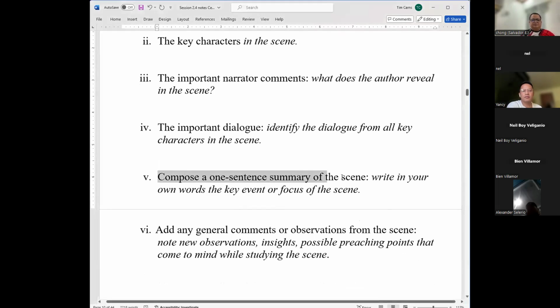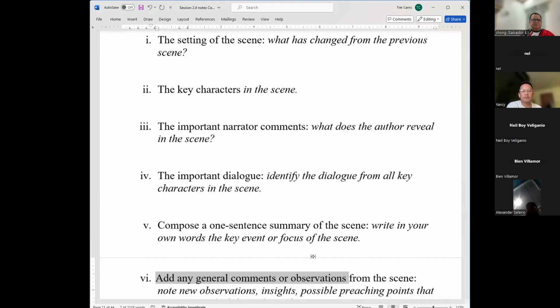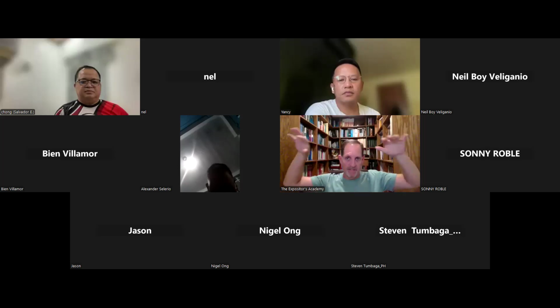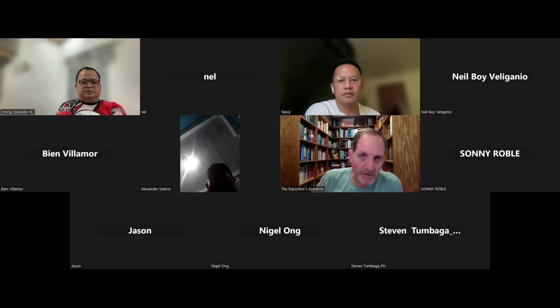Then we want to compose the summary of the scene in our own words, the focus of that scene. And then finally, the 6th thing is to add any general comments or observations from the scene. Now, we've already done observations when we read through the story. When we did the setting, we read through the story several times and made observations there. But now, as we focus attention on each scene, sometimes other things pop out or things you notice that maybe you didn't notice before. And so if anything like that happens, just write that down as well. Any new observations or insights or thoughts from that.